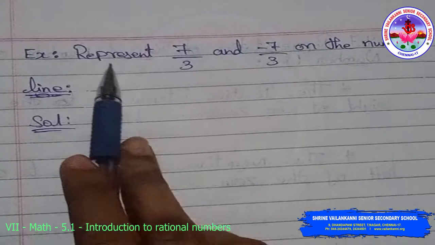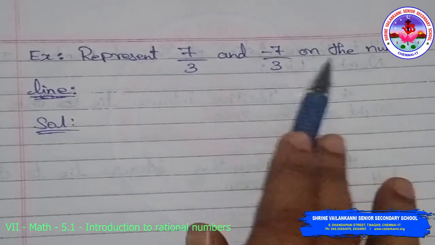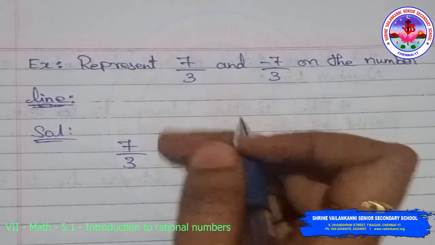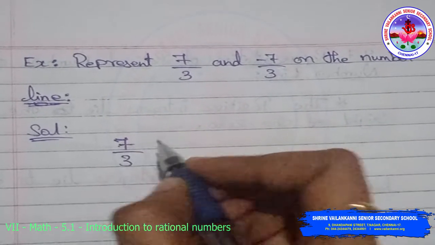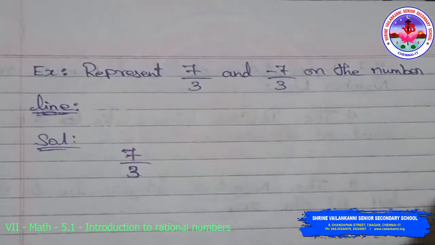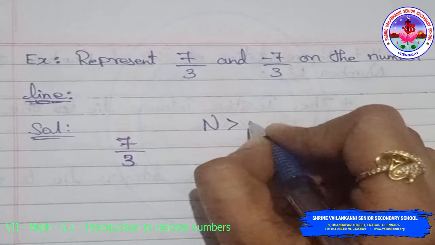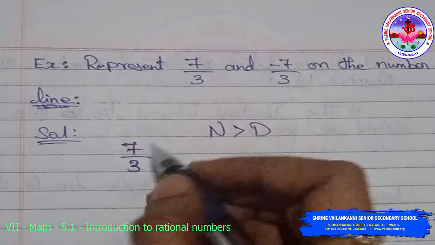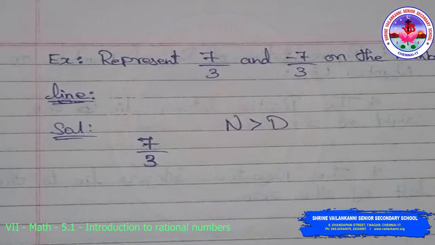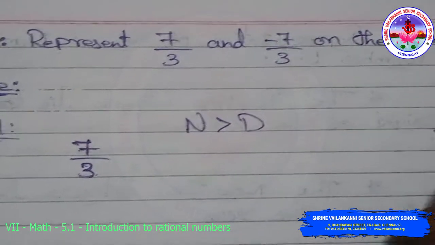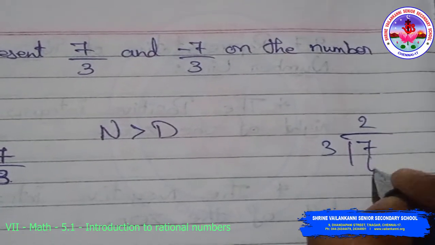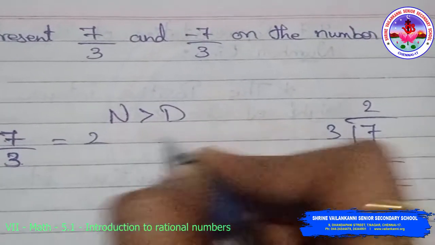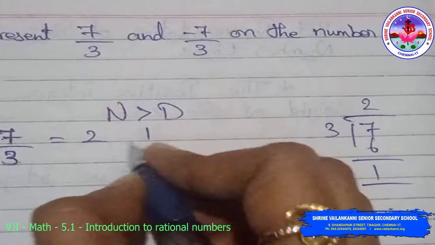Second example, represent 7 by 3 and -7 by 3 on the number line. Solution. 7 by 3. First check the numerator and denominator values. Here the numerator value is 7 and the denominator is 3. Here the numerator is greater than the denominator, so you can convert this value into a mixed fraction. 7 divided by 3: 2 times 3 is 6, remaining 1. So the mixed fraction has quotient 2, remainder 1 divided by 3.